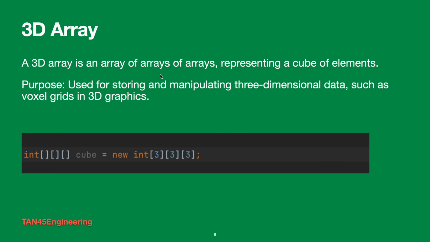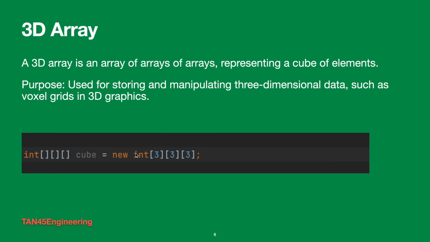So a 3D array is an array of arrays, representing a cube of elements, used for storing and manipulating three-dimensional data such as voxel grids in 3D graphics. We can initialize it like this: int, cube, new int. Earlier we used a single square bracket for 1D arrays, 2 square brackets for matrices, which are 2D arrays, and 3 square brackets for 3D arrays.